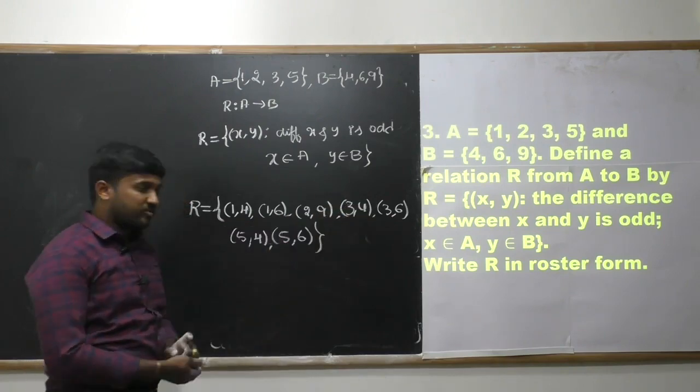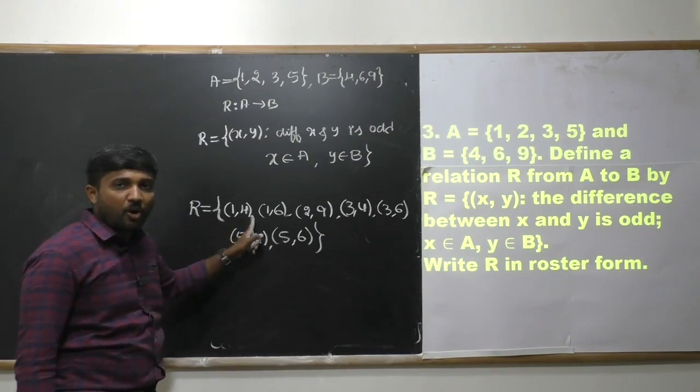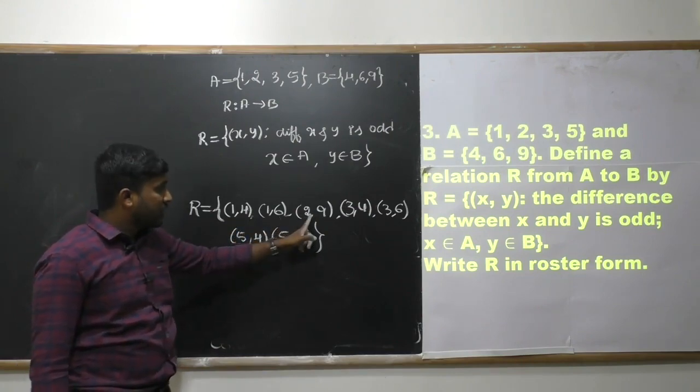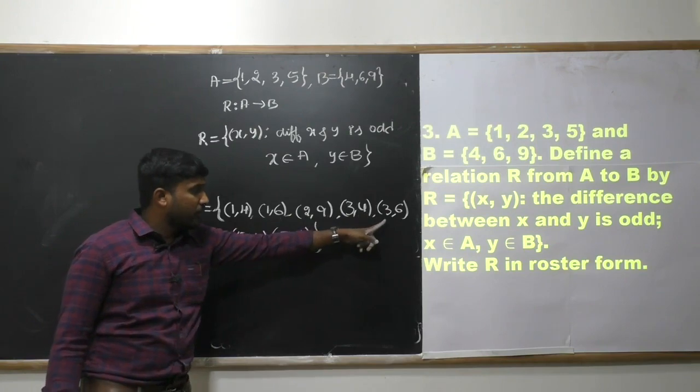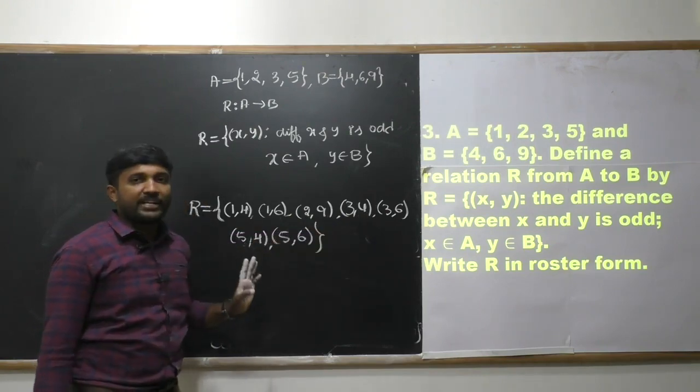7 ordered pairs are possible. Once you verify this answer: the difference between 1 and 4 is odd. The difference between 1 and 6 is odd. For (2, 9), odd. (3, 4) odd, (3, 6) odd. The difference between 5 and 4 is odd. The difference between 5 and 6 is odd.